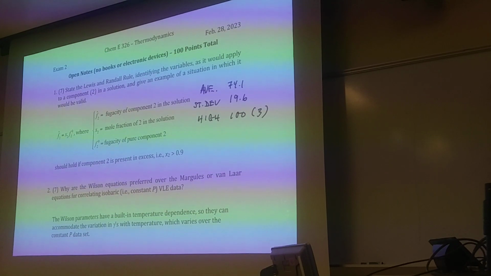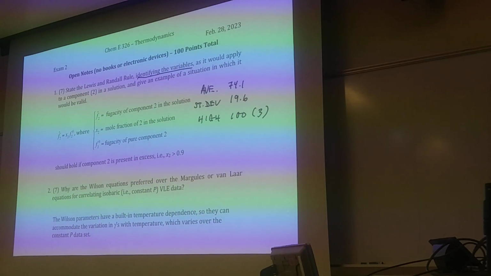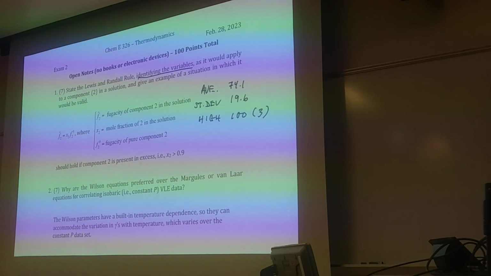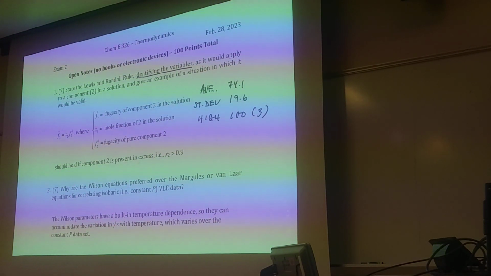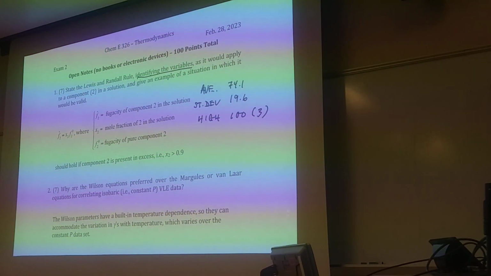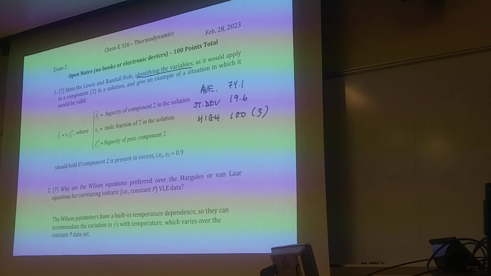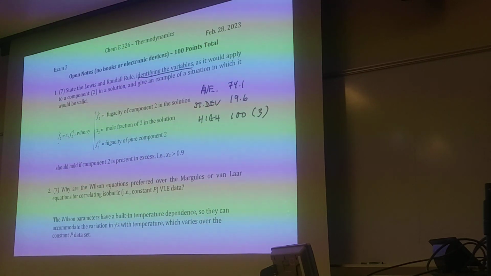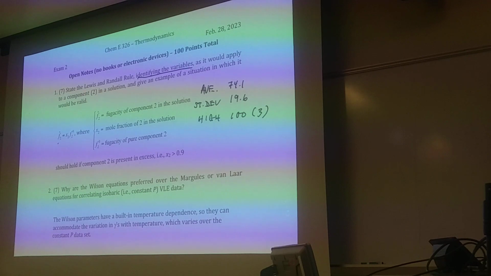You're asked here first to state the Lewis and Randall rule. Importantly here, identify the variables as it would apply to component 2 in a solution, and give an example of a situation in which it would be valid. Well, the Lewis rule, you're asked to do it for a solution here, so that means we're talking about a liquid phase. So the fugacity of component 2 in the solution is equal to the mole fraction times the fugacity of the corresponding pure component 2.